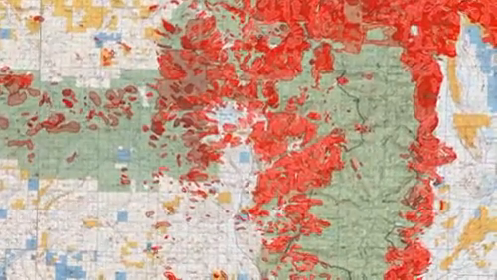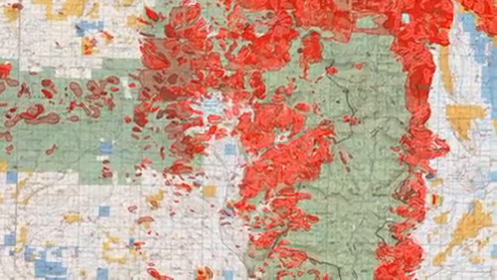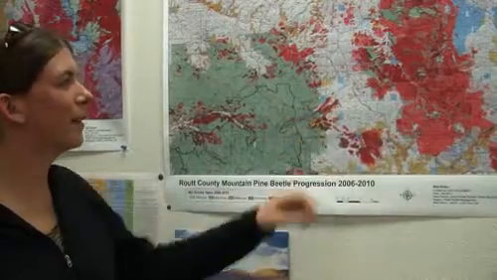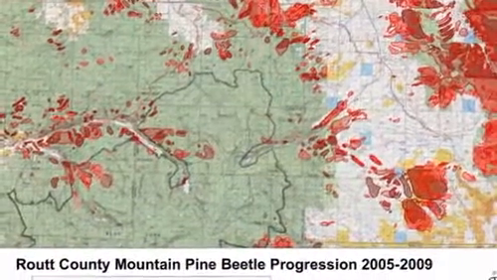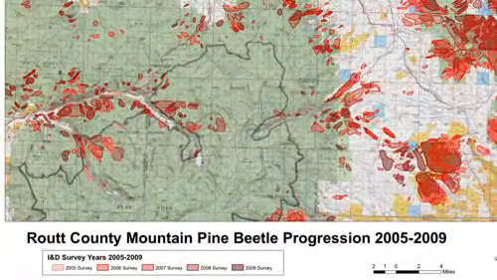This is an example of data that was collected in regard to the mountain pine beetle, and it really shows the end user areas that the pine beetle had affected, the different colors being the areas that were affected each year. It's a great example of how that data can be used and is useful to the end user.